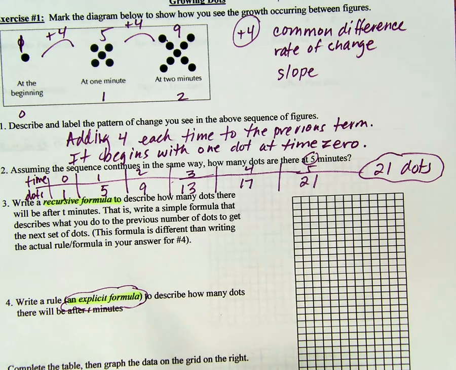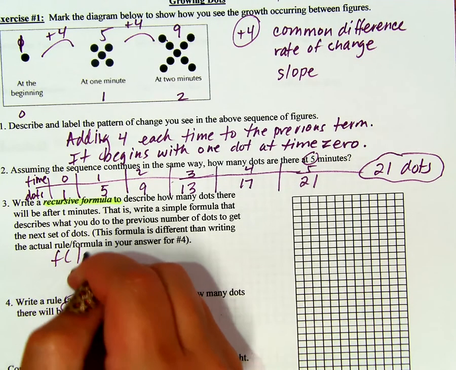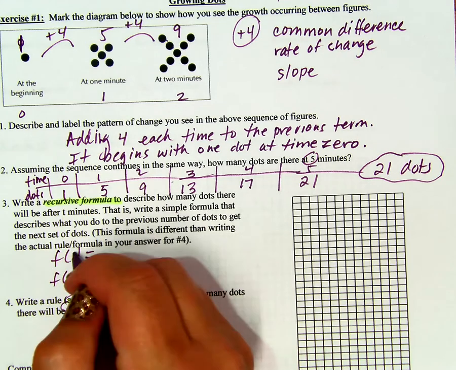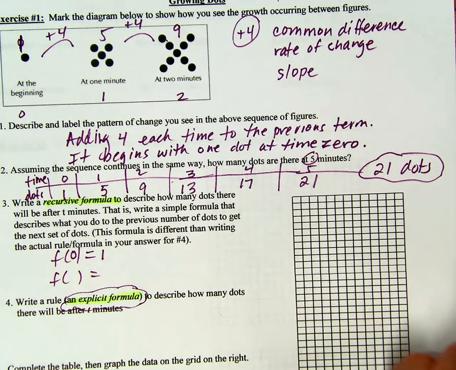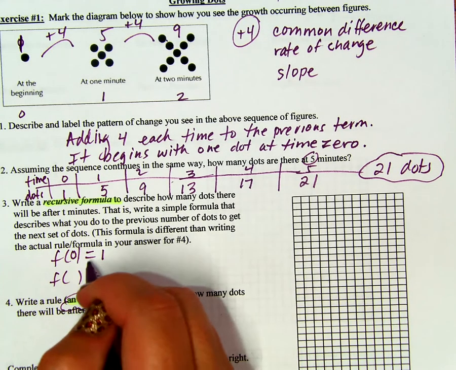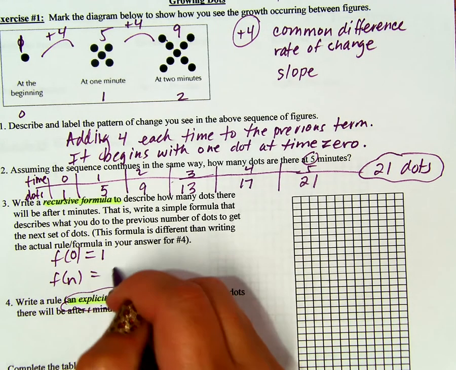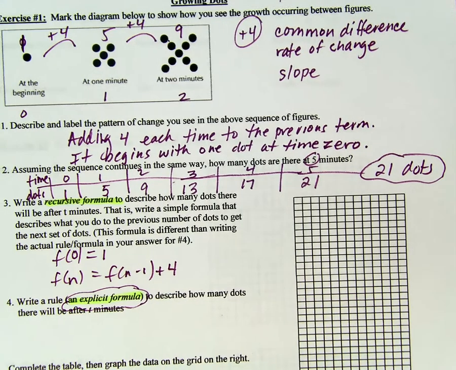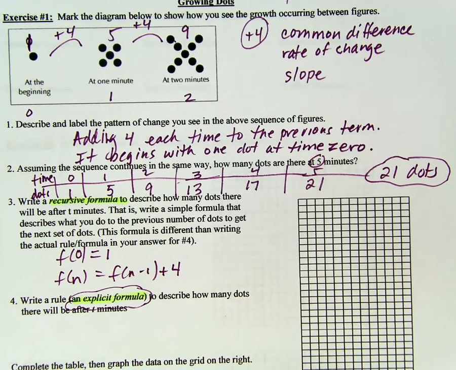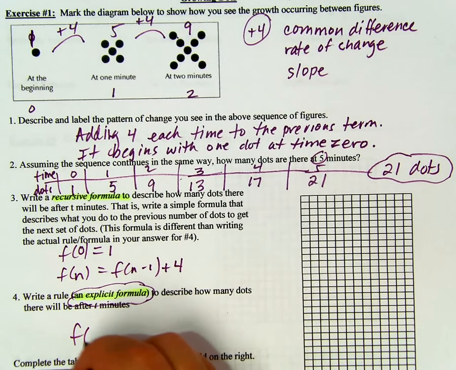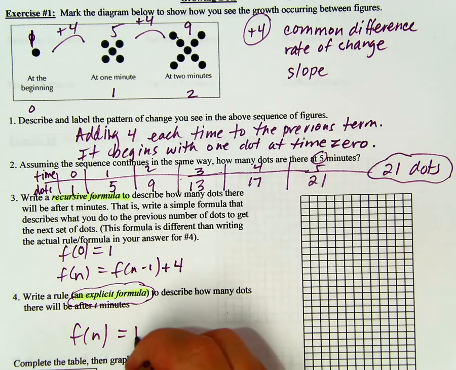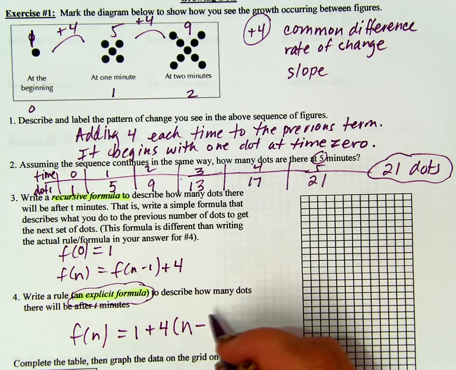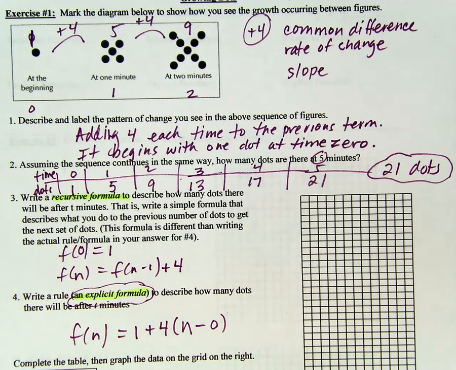So how do we write that recursive? Do you guys remember this format? Begins at time 0, there was 1 dot. So we'd say f of 0 equals 1. F of n equals f of n minus 1 plus 4 every time. So there's my recursive. My explicit formula begins with 1, adding 4 every time to the 1 before times 0.